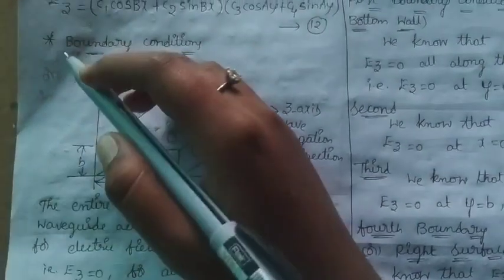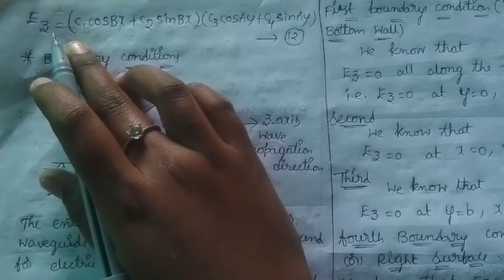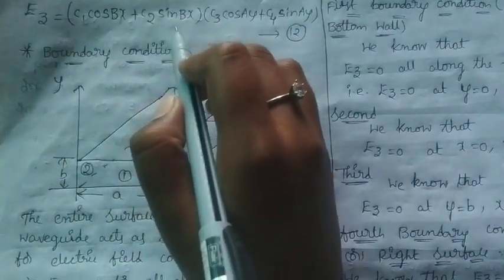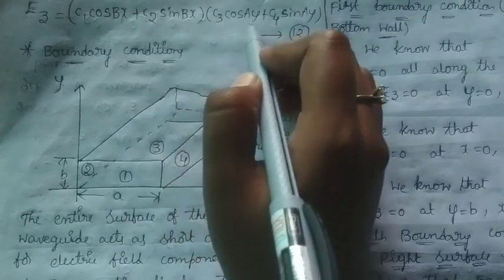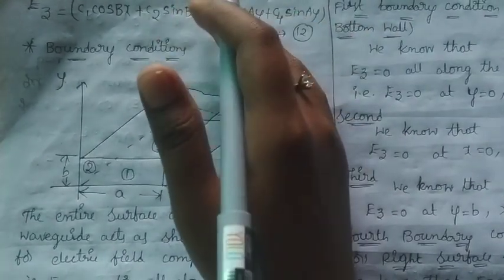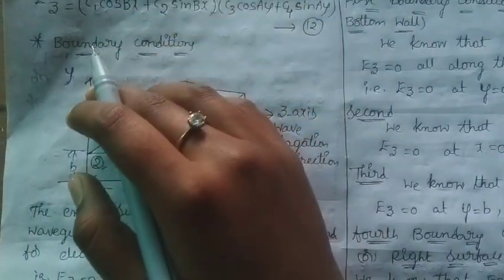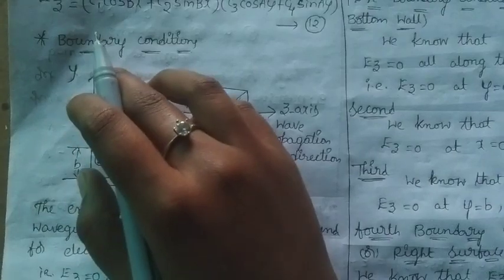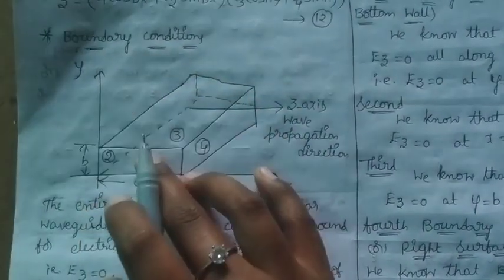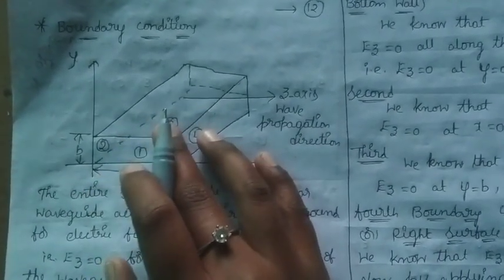Hi everyone. In the last lecture, we derived the expression for Ez. Here Ez is equal to (c1 cos bx plus c2 sin bx) into (c3 cos ay plus c4 sin ay). This is the expression for the Ez component that we derived in the last lecture. After that, we use the boundary conditions. These are the boundary conditions for a rectangular waveguide for propagation of a TM wave.